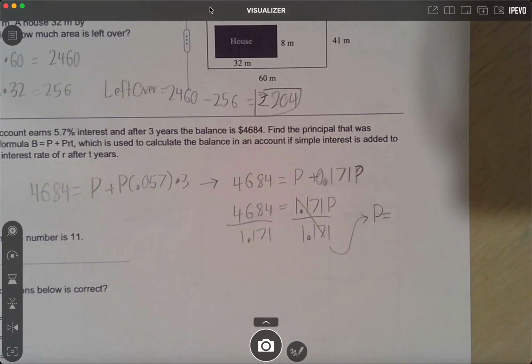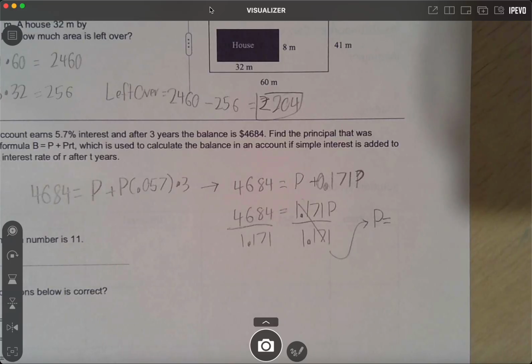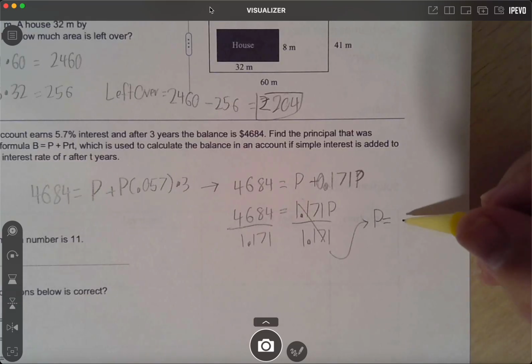And so now I know, or I'm about to find out, that, let me type it in, 4,684 divided by 1.171 is about 4,000.